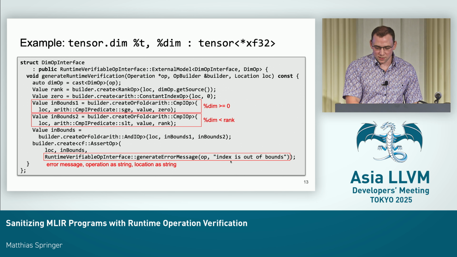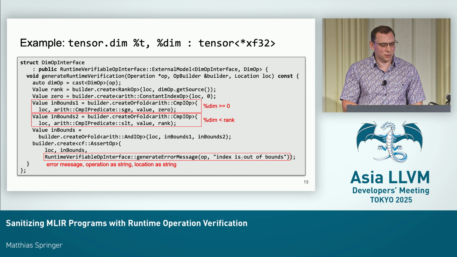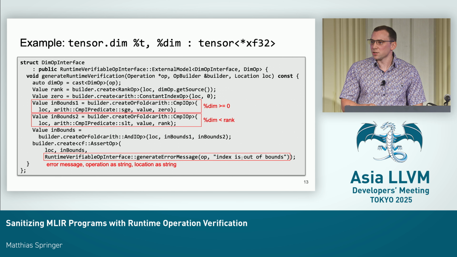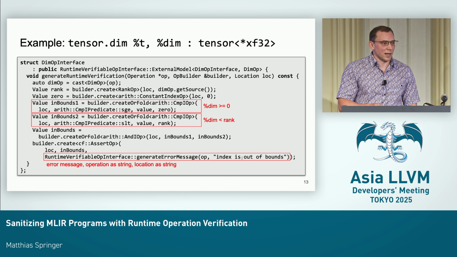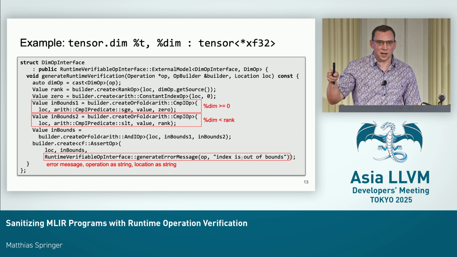It will basically print that the index is out of bounds. In addition to that, it will also print the operation as a string, and it will also give you some line information so you can trace it back. OK, this is the operation that fails to verify at runtime.